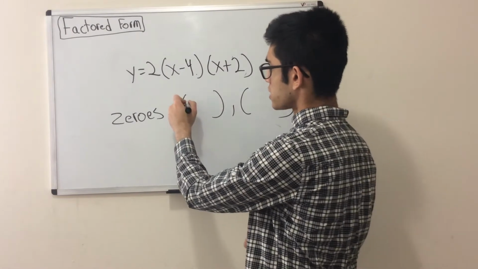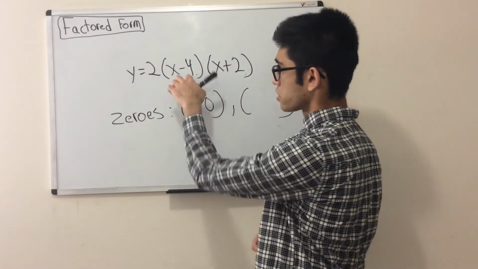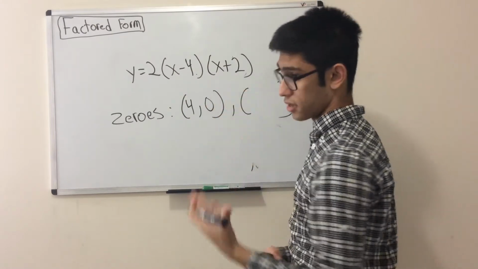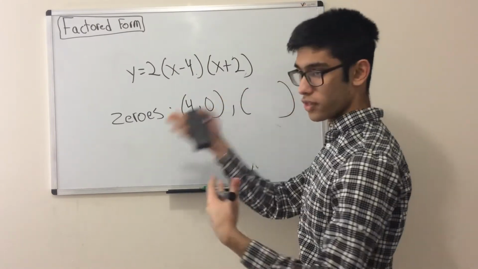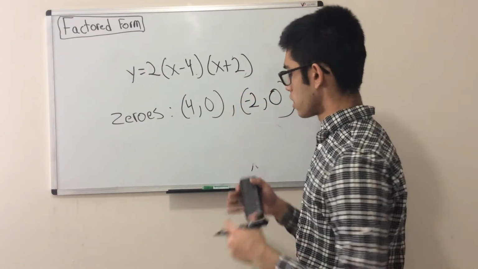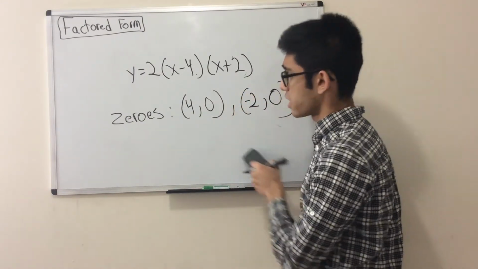Our zeros were 4, 0, because -4 is in there; just switch the sign, 4, 0. And -2, 0. Again, I made that mistake: take the 2, flip the sign, -2, 0. Now that we have our zeros, we can even find our vertex from here.